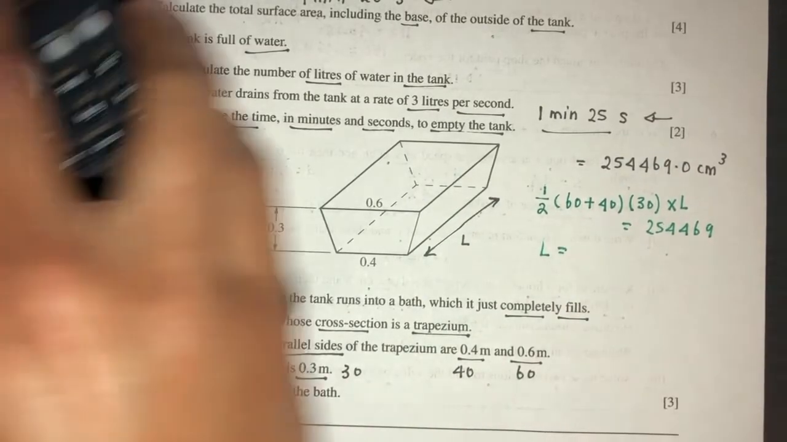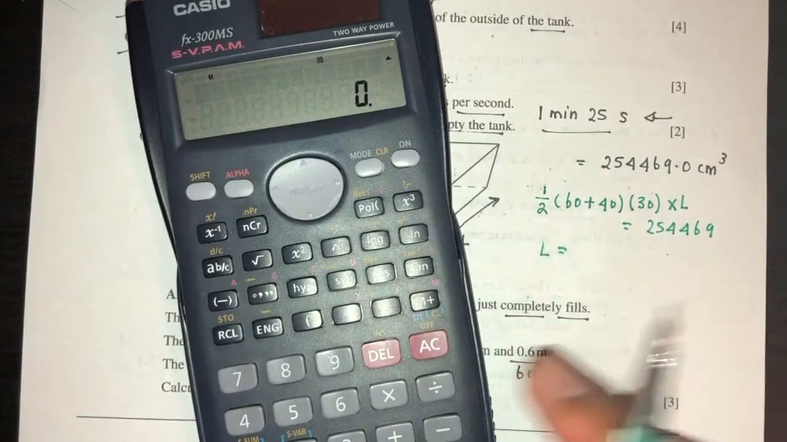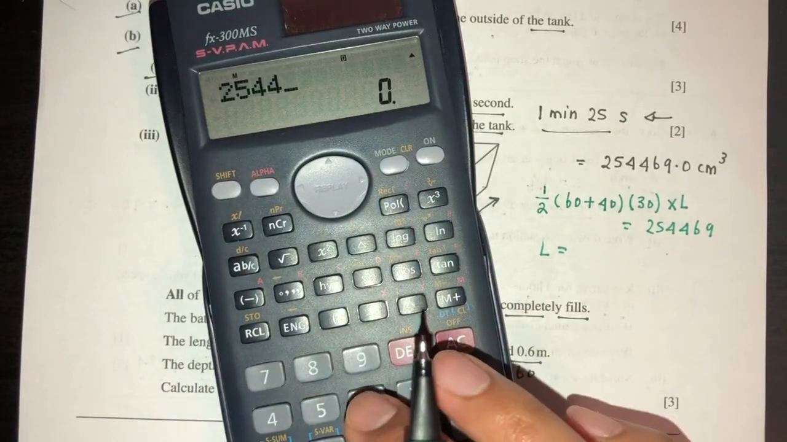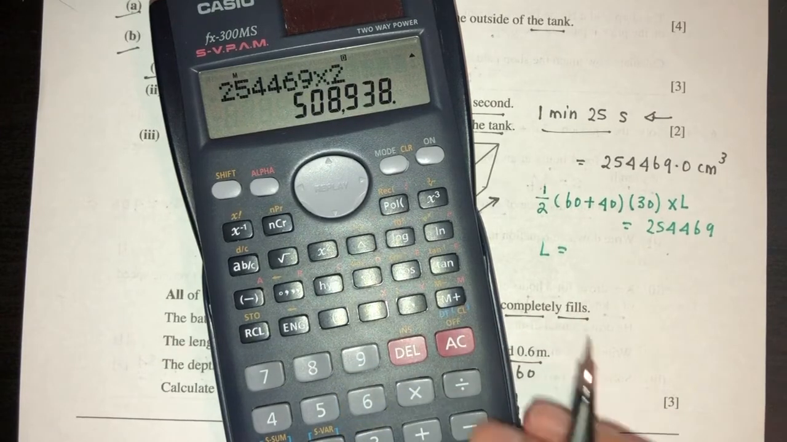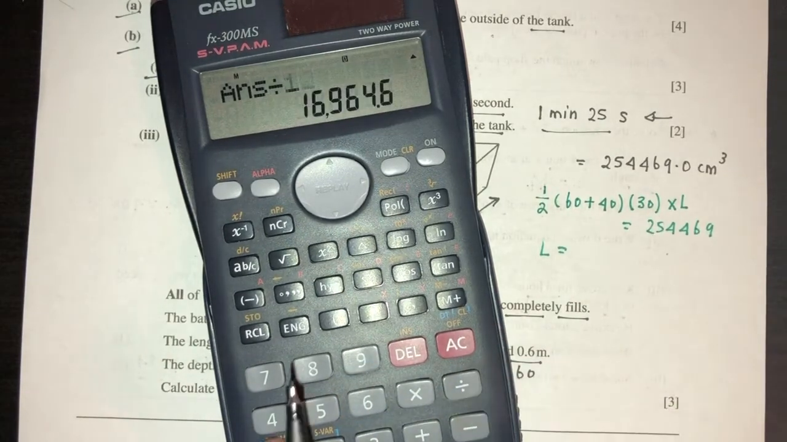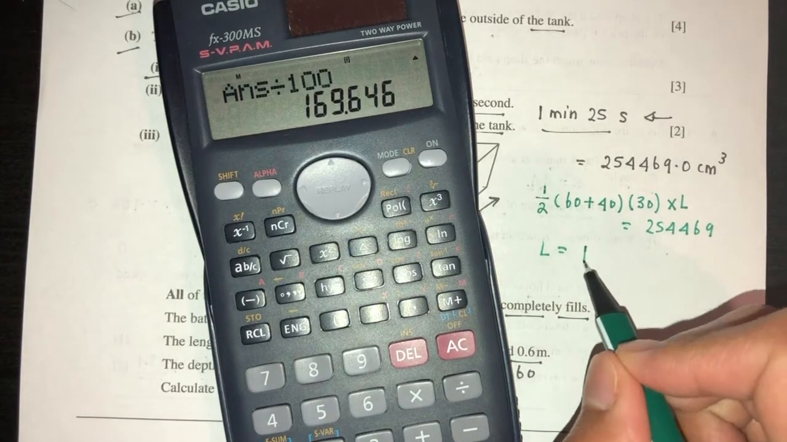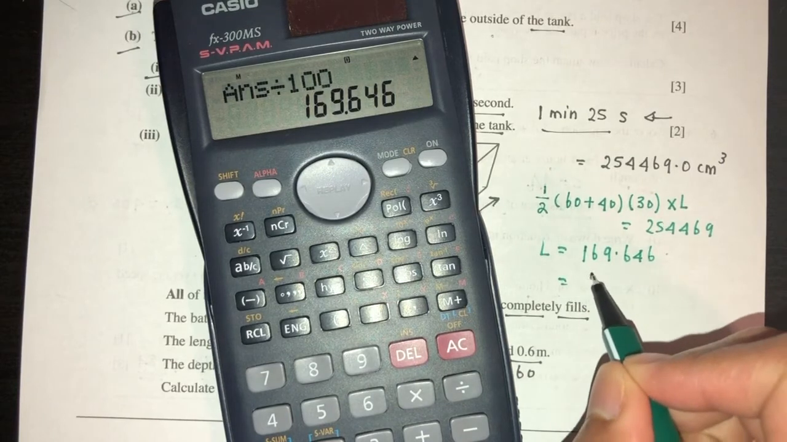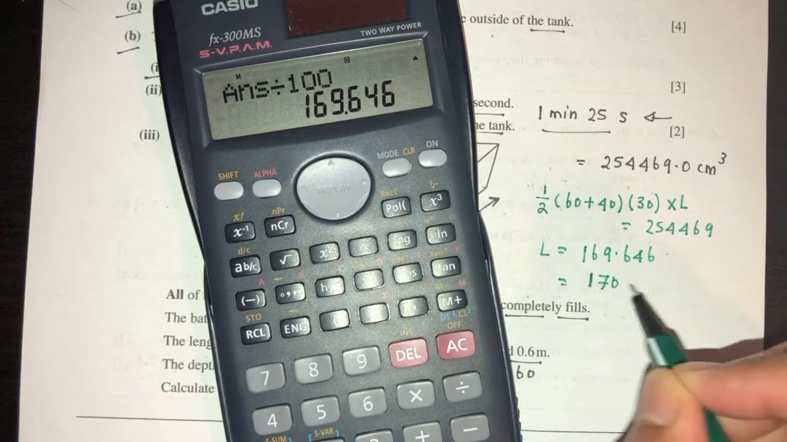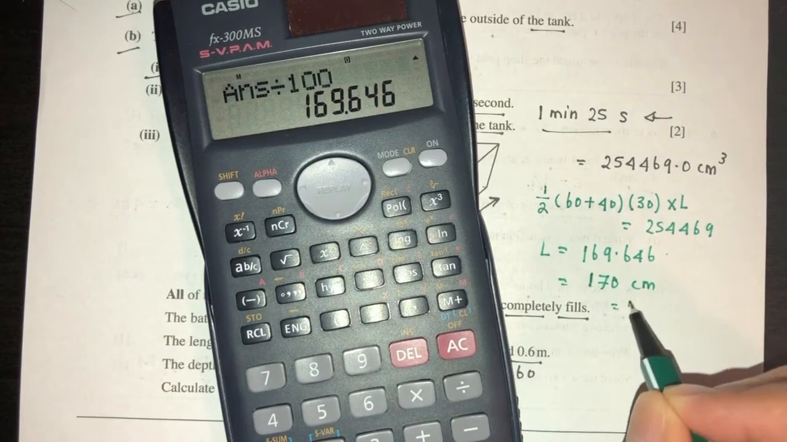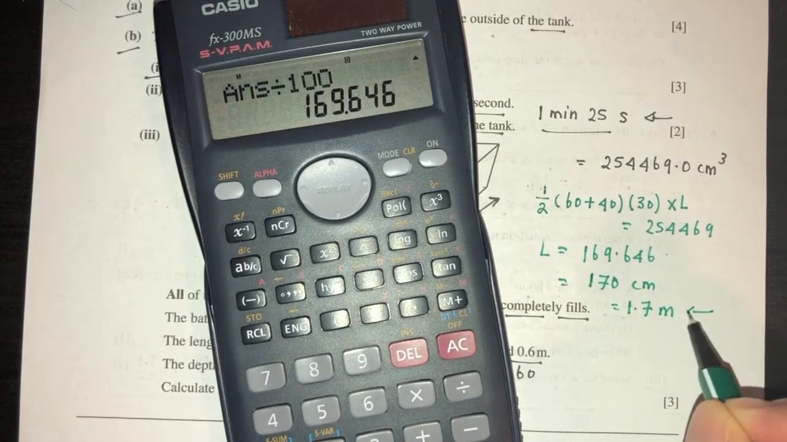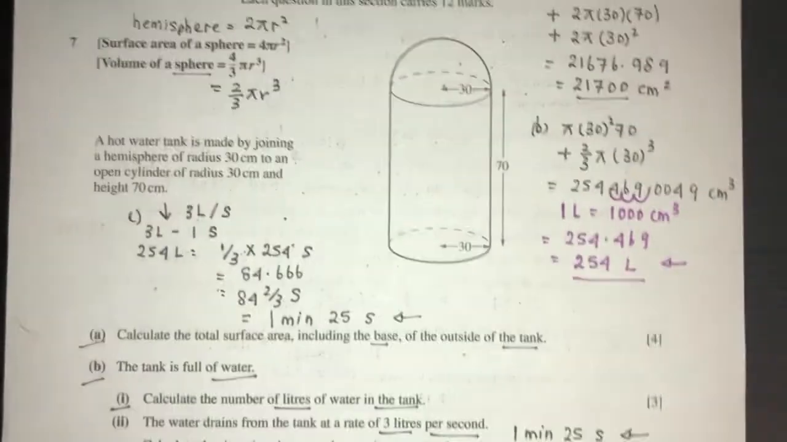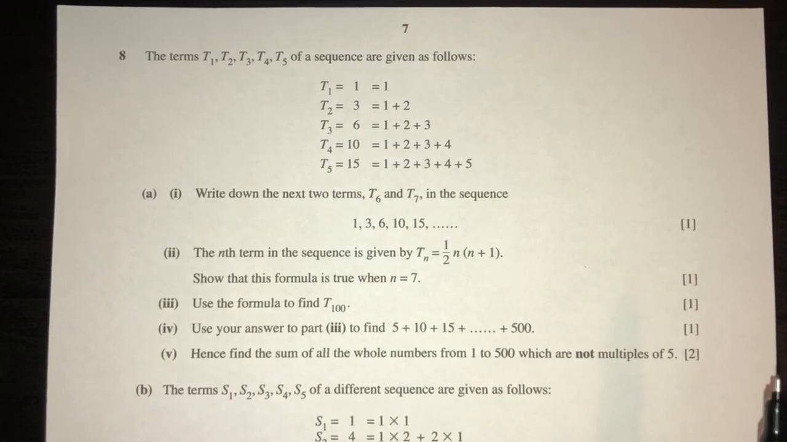L will be what? So first step, we have to multiply everywhere by 2. You will have 254,669 times 2, divide by 30, divide by 100. That will be 169.646. So correct to 3 SF, that will be 170 centimeters, which is 1.7 meters. That will be your value for the length of this bath. And this is your question number 7. Let's move on to question number 8.